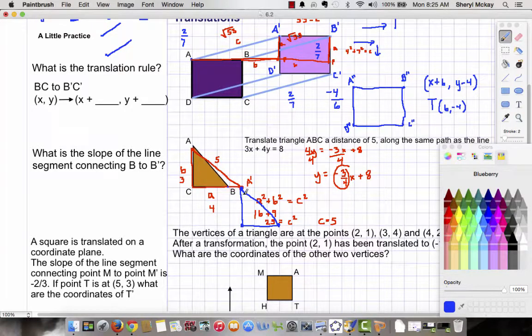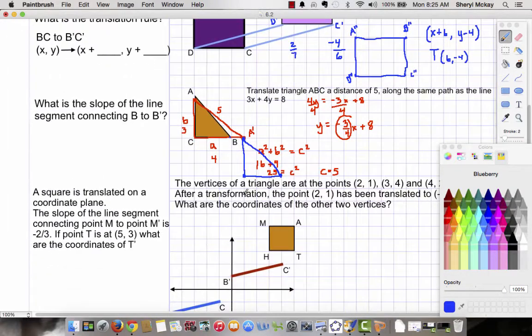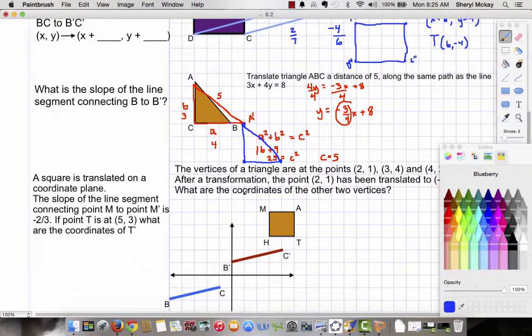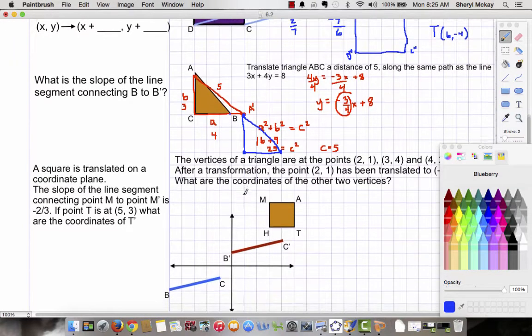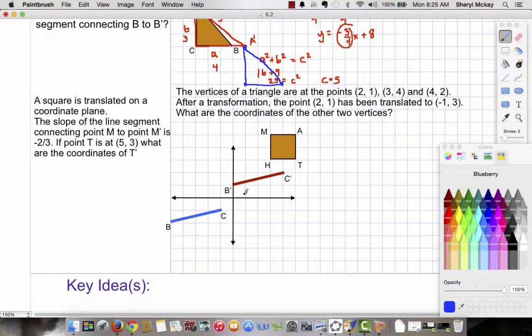So that's kind of a complicated way to do it, but I just wanted you to see the cool thing about translations, and that you can use slope. If you know the slope of the line segment and you know the distance, you can figure out how to translate something. All right, let's do this one down here.